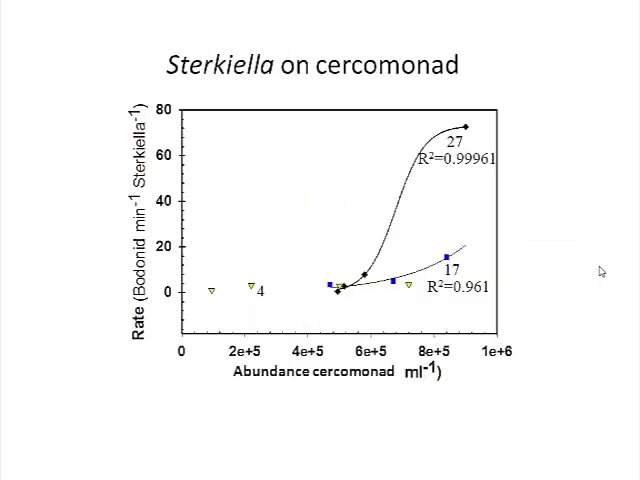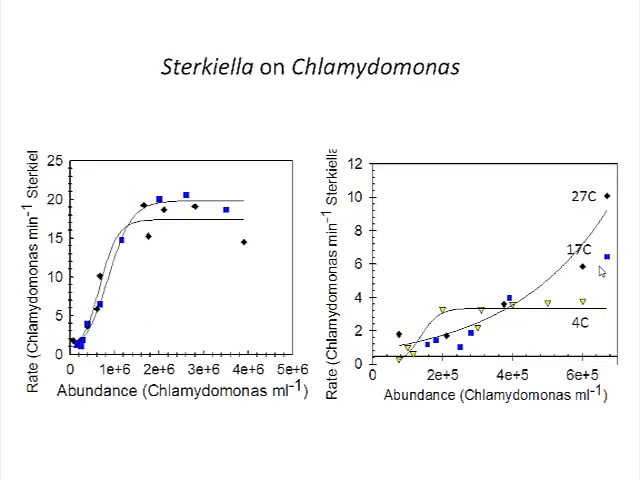But then when we look at something else, the pattern changes. On the cercomonad, it hardly feeds on them at all at 4 degrees or at 17, but at 27 it seems to do quite well at the higher concentrations. If we look at this feeding on Chlamydomonas, which is a completely different organism, you can see that it does quite well at 17 and 27, but not so well at 4 degrees. But at 4 degrees, the Chlamydomonas is a better food option at the lower temperature. And so depending on the temperature and what bugs are present, they're going to be feeding on different things. And this is just one example with this particular ciliate.